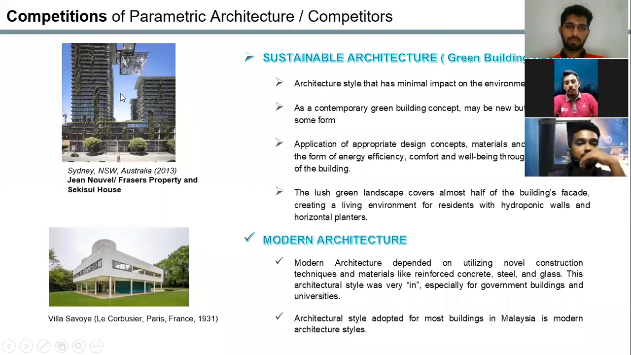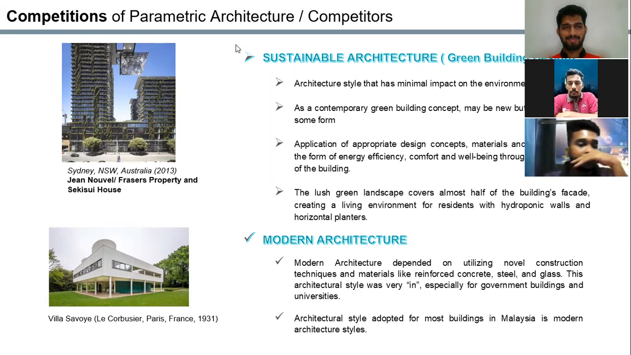Okay, thank you, Selva. I will explain the competitors of parametric architecture. There are basically two. The first is sustainable architecture, which is the green building. Green building design is an architecture style that has a minimal impact on the environment, a contemporary green building concept that may be new but has existed in some form. It also involves the application of appropriate design concepts, materials, and technologies for energy efficiency, comfort, and well-being throughout the life cycle.